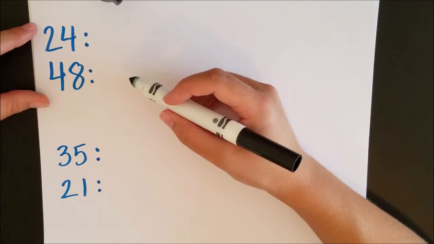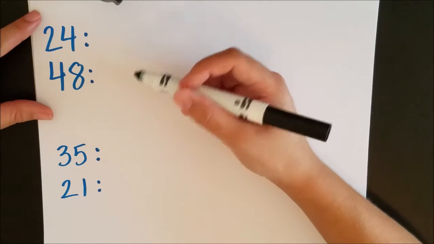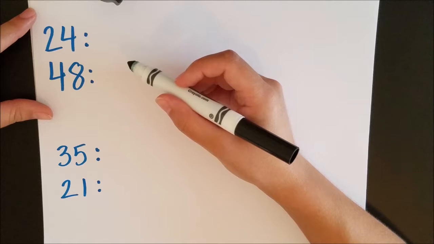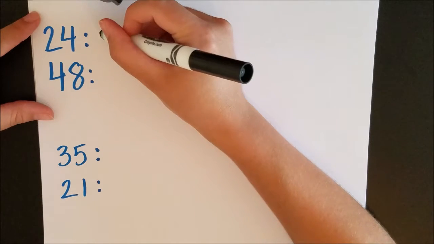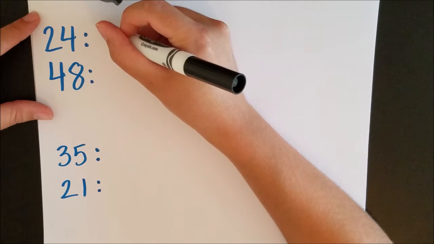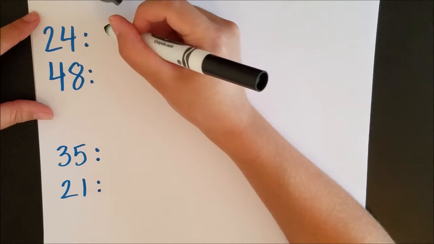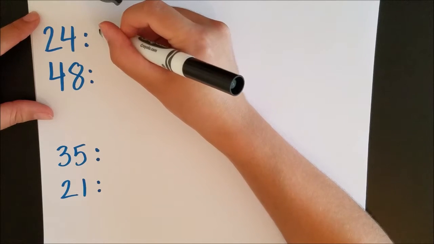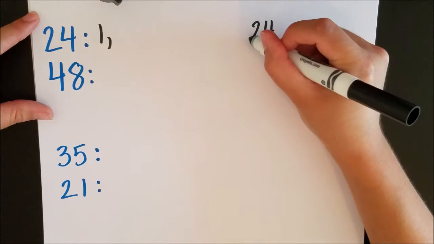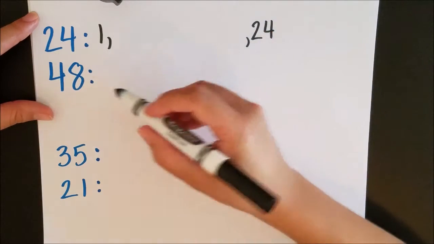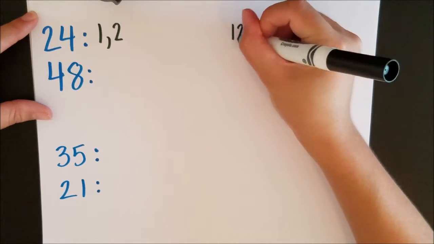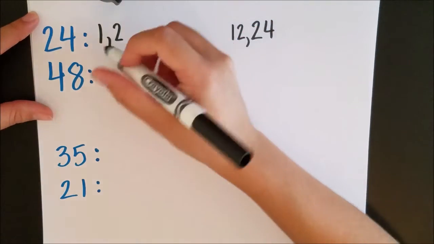So we're going to look at first 24 and 48. So I'm just going to start listing out the factors, and the way I like to do it is to just start with 1 and work my way up. We know all numbers can be multiplied by 1 and itself to get the number. So I'm going to start with 1 and 24, and I'm just going to leave a big space in between to add other factors. And then I know 2 is also a factor. 2 and 12 can be multiplied to get 24.